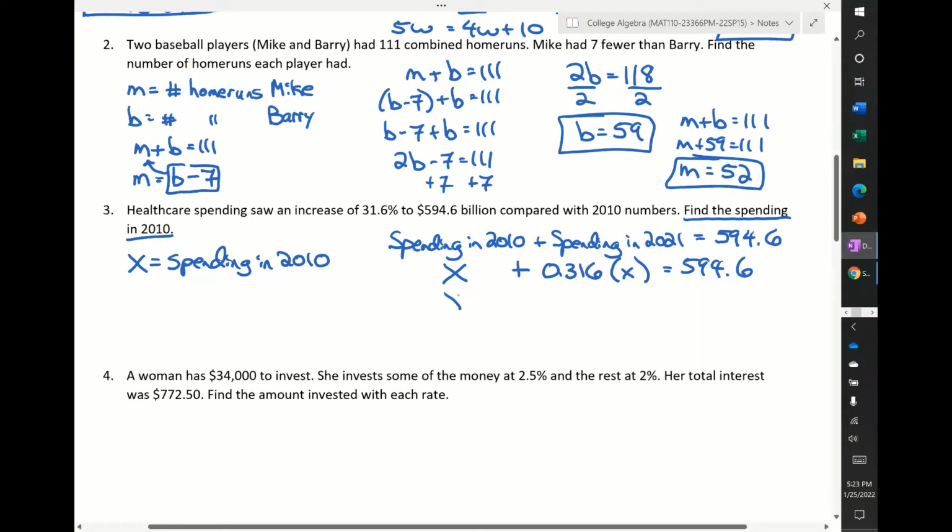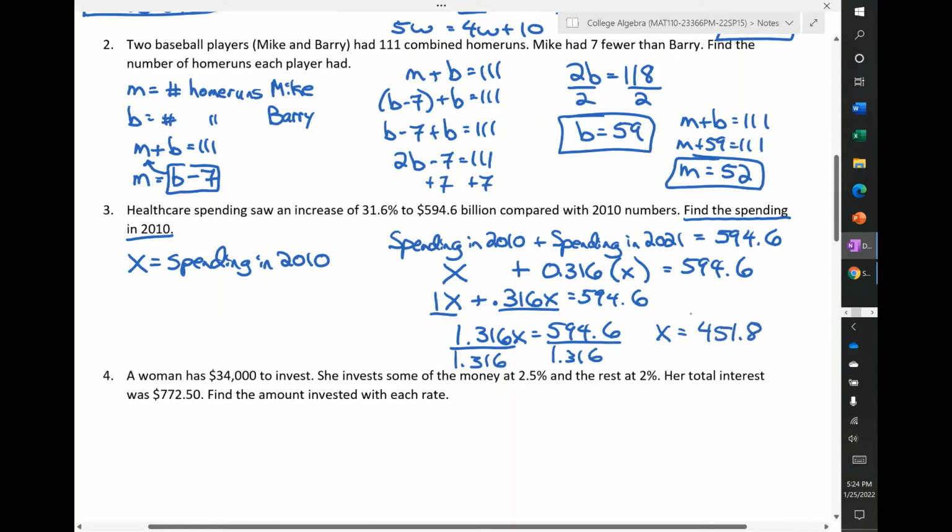We could just write this X plus 0.316X is equal to 594.6. Combining our like terms would be 1.316X equals 594.6. And dividing by the number in front of X tells us the amount of spending in 2010 is equal to $451.8 billion.